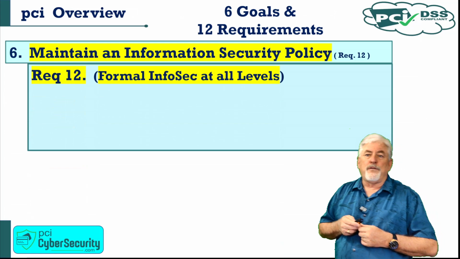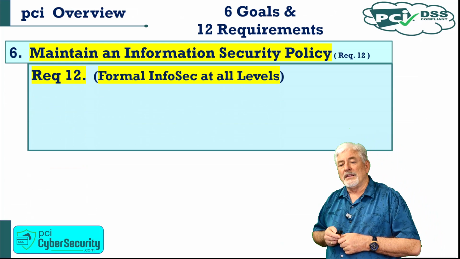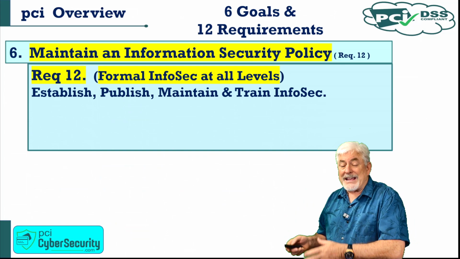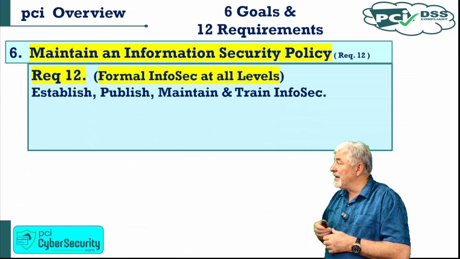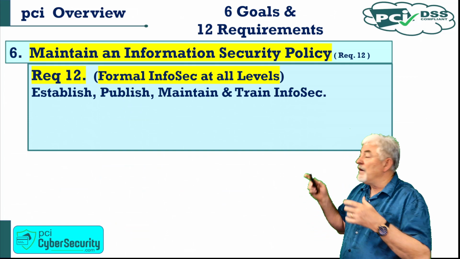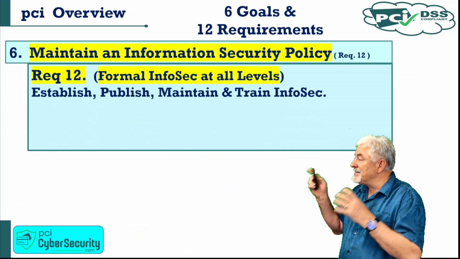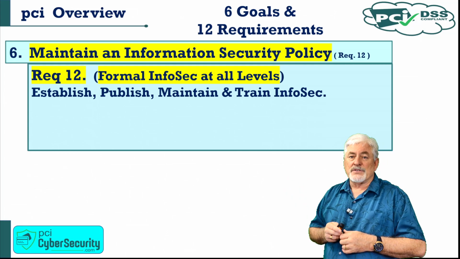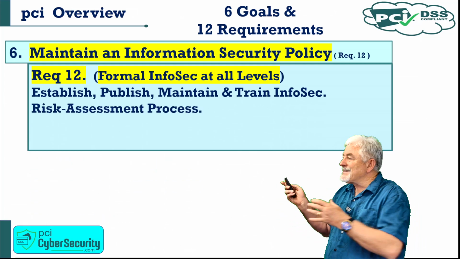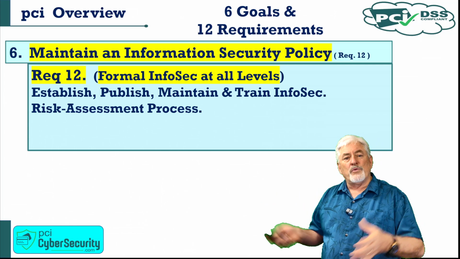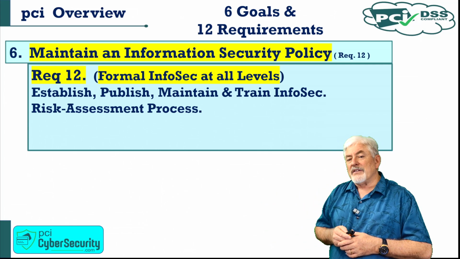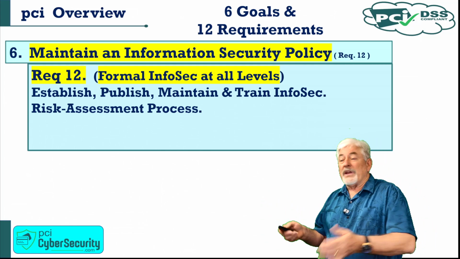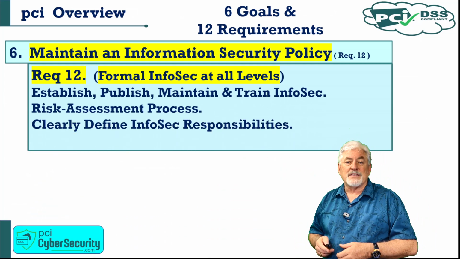Number 12, formal InfoSec at all levels. Establish, publish, maintain, and train on InfoSec. And this is something that has to be done for everybody all the time. So we need to establish, publish, maintain, and train InfoSecurity across the board. Risk assessment process. There has to be a formal risk assessment process inside of our organization. So every time we update or change something, we need to go through that risk assessment process.